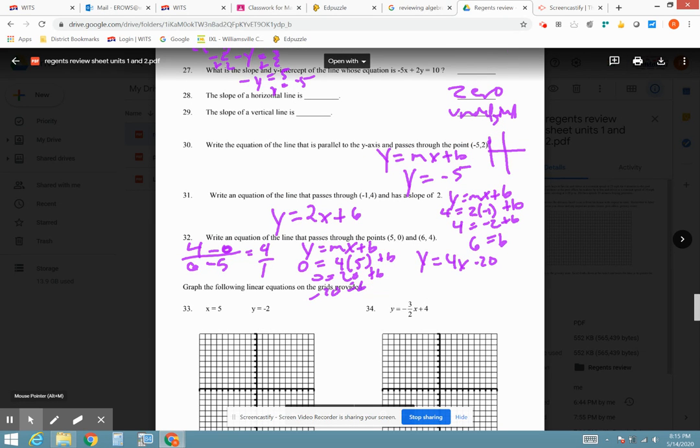All right, so that's basically units 1 and 2. We'll hit up some more linear stuff in unit 3 when we get to systems.